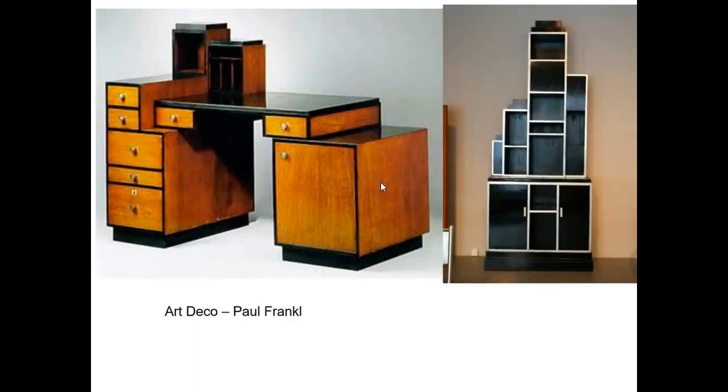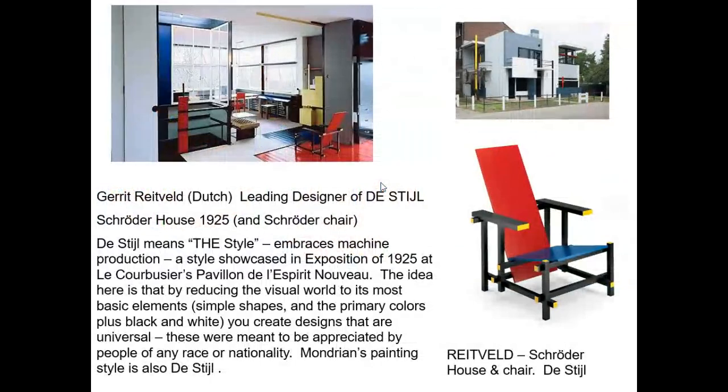We then looked at the art style of Art Deco, roughly the 1920s now. The style is very much about geometric shapes, usually a lot of silver and black, and I wanted you to recognize the work of the designer Paul Frankl, best known for his skyscraper furniture. We also looked in the 20s at a European design style that was influential, known as De Stijl, which translates to English as the style.